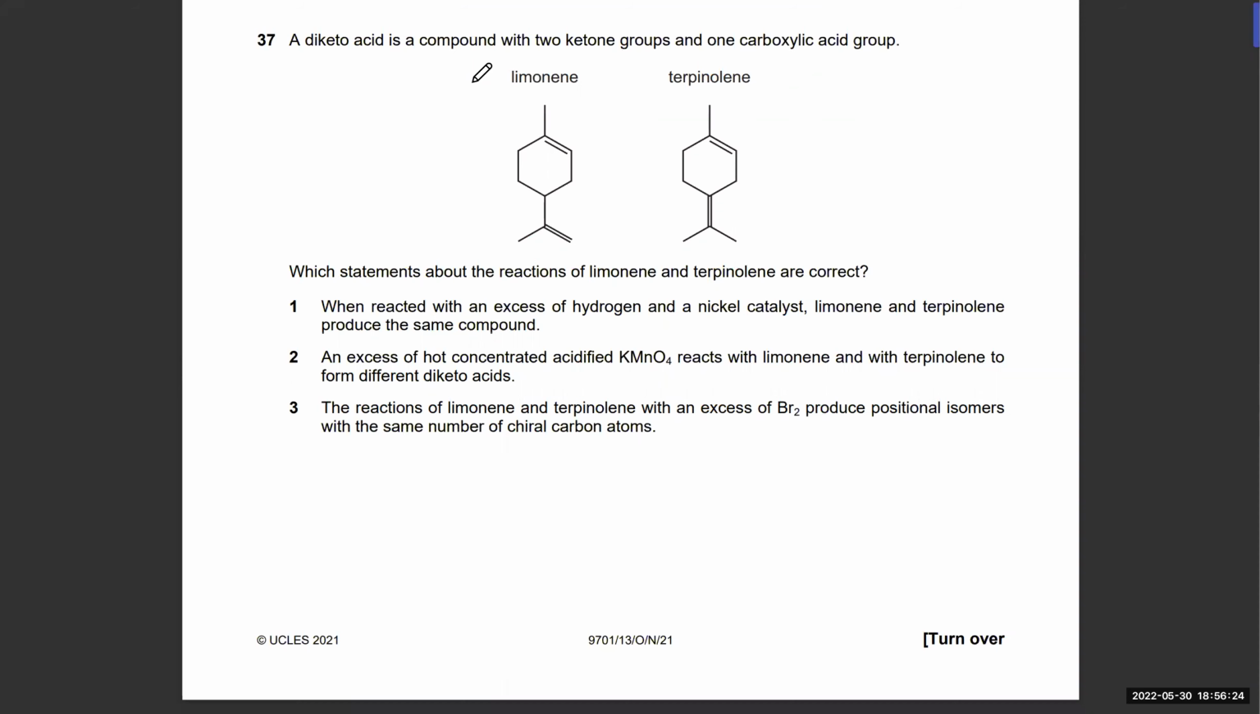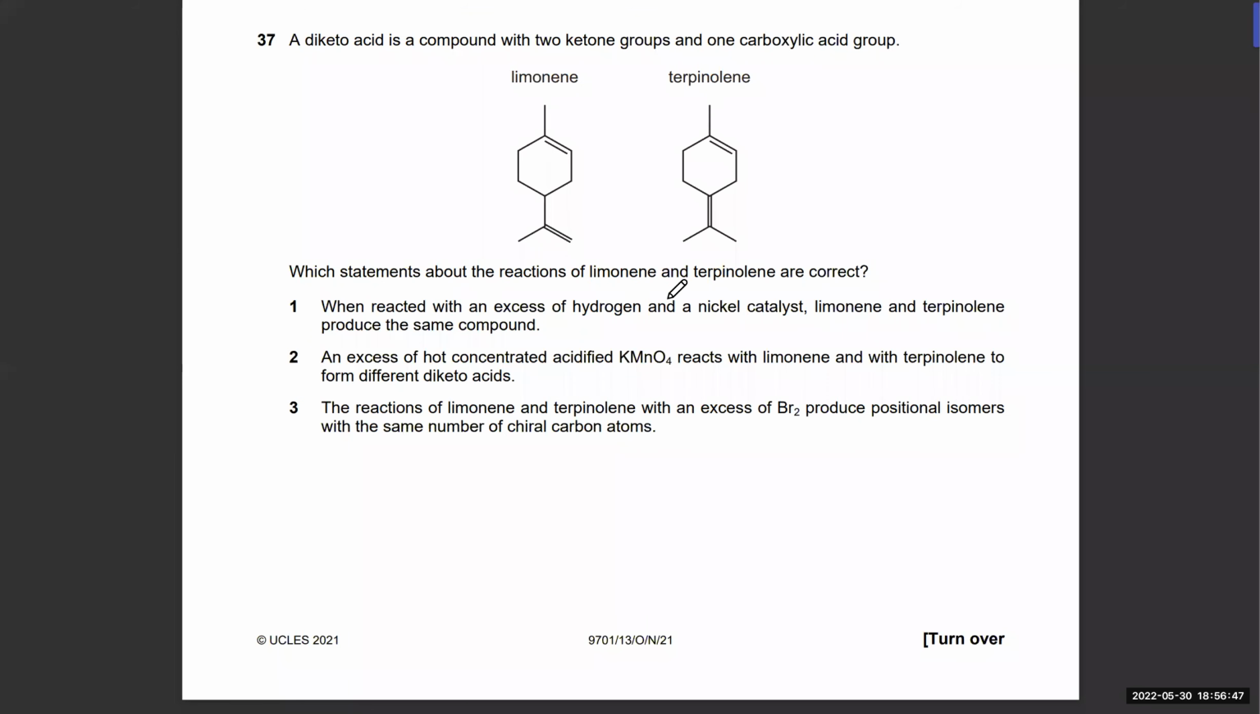Yes. So the next one is, we've got this acid. It's a compound with 2 ketone groups and 1 carboxylic acid group. Which statement about the reactions of limonene and this compound are correct? I don't know what this is. It's got 2 ketone groups and 1 carboxylic acid.